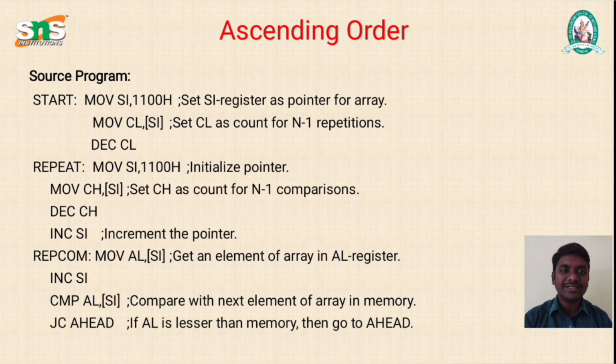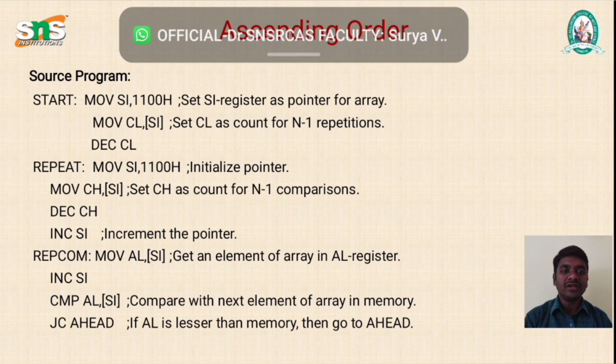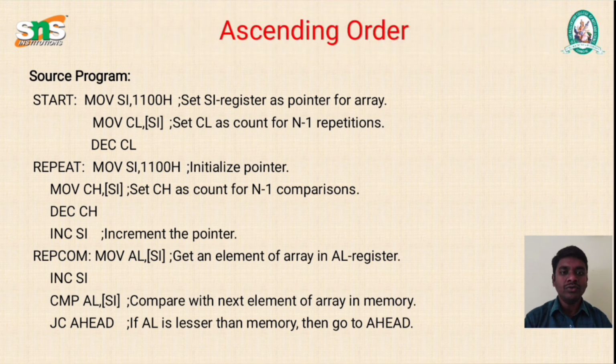So MOV CH, [SI]. Next step, CH, an 8-bit register, is the count for n-1 comparisons. First you have to fetch it for the repetition purpose. Again we move the pointed address to the CH register for comparison purpose. Next step, decrement CH. Likewise we have to repeat the steps to get all the input data in an array.